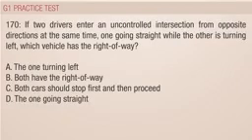Question 170. If 2 drivers enter an uncontrolled intersection from opposite directions at the same time, one going straight while the other is turning left, which vehicle has the right of way? A. The one turning left. B. Both have the right of way. C. Both cars should stop first and then proceed. D. The one going straight.